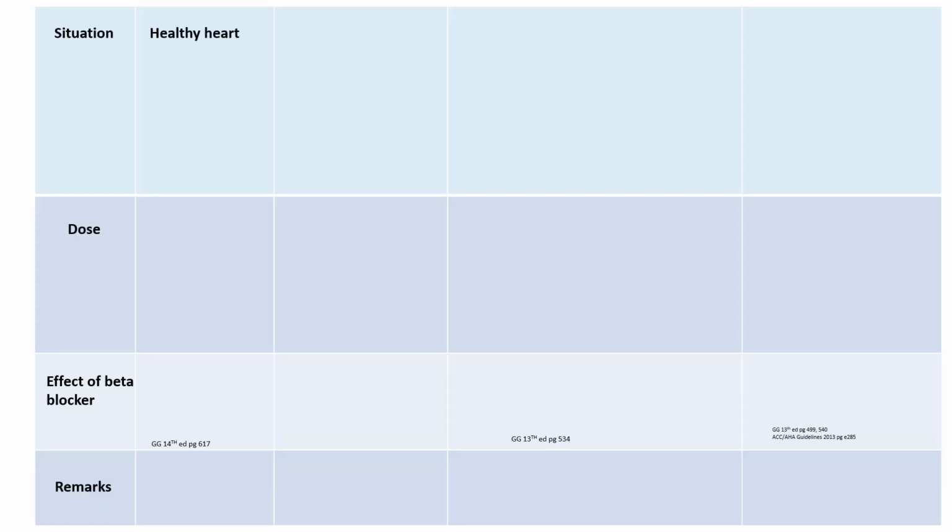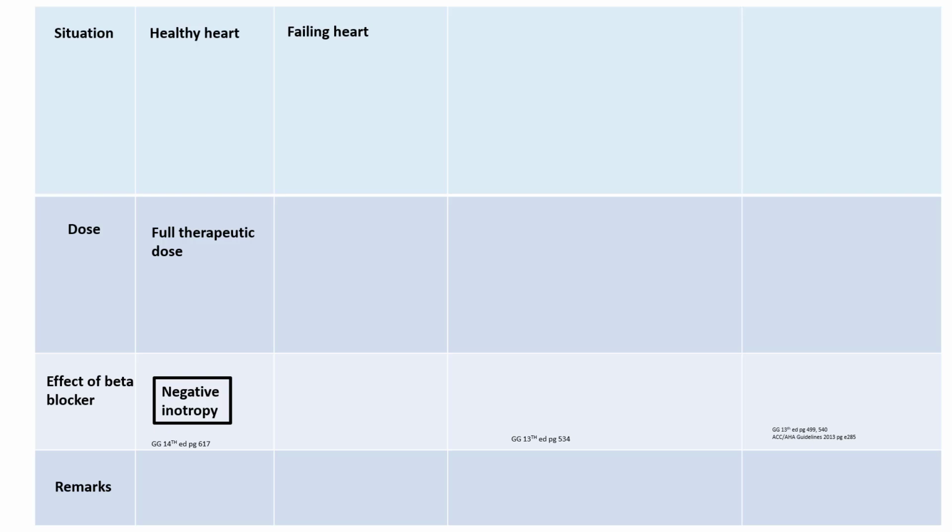Now, let us consider a situation where a patient has got a healthy heart and a beta blocker is started for that patient at full therapeutic dose. We know very well that beta blockers are going to decrease the force of contraction and therefore reduce the cardiac output. This is because beta 1 receptors are present in the heart, and upon blockade they will reduce the force of contraction of the heart.